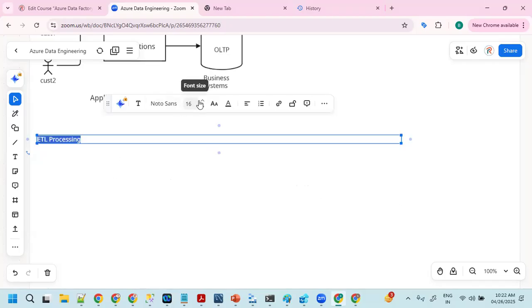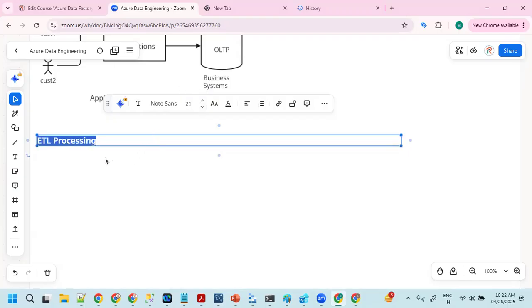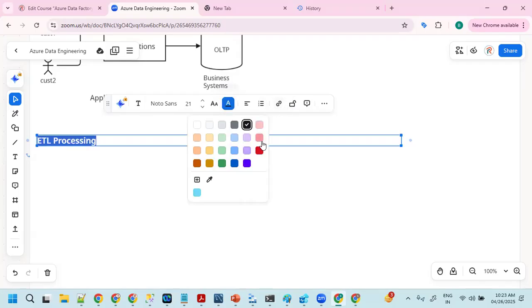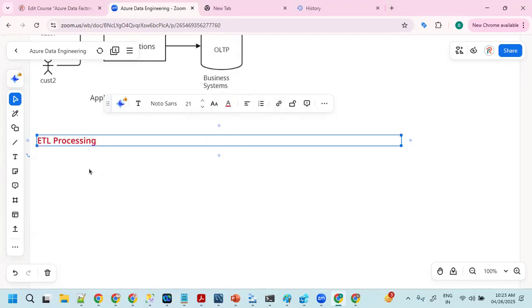So this is a very important term that you are going to come across in our discussions many times, because this is a very important term that you need to understand. ETL processing.